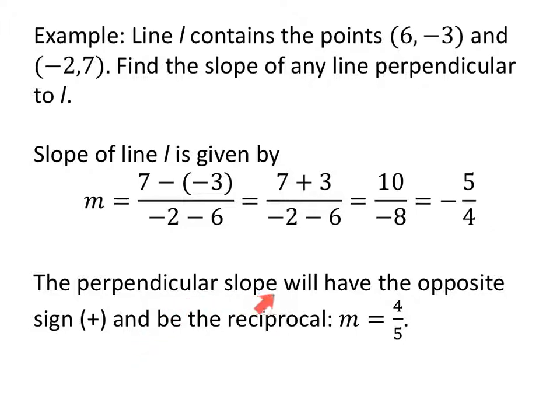The perpendicular slope will always have the opposite sign, so it'll be positive, and it will have the reciprocal. The reciprocal is we flip over the fraction. So the line perpendicular to negative 5/4 will have a slope of positive 4/5.